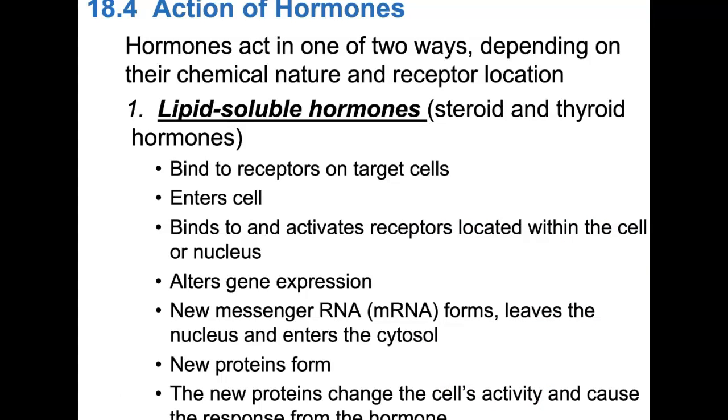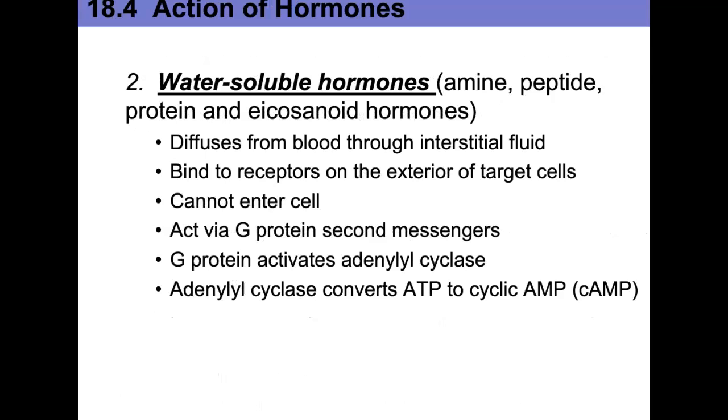All right, so how do the hormones work? Well, the lipid-soluble hormones are going to go into the cell. They're probably going to bind to receptors on the target cell. Then they're going to go into the cell. These lipid-soluble hormones can actually alter the gene expression. They can cause new messenger RNA to form. They can have a cell make new proteins and change the cell's activity.